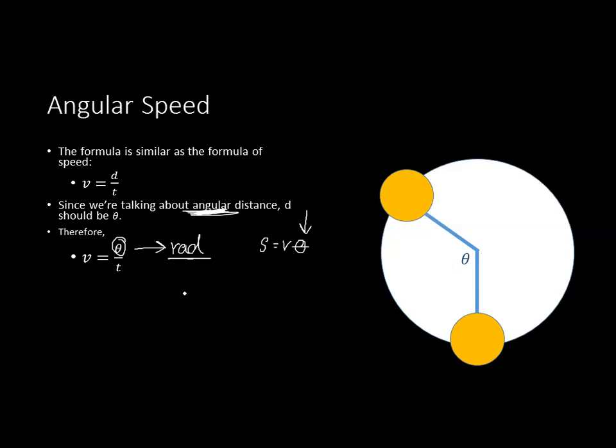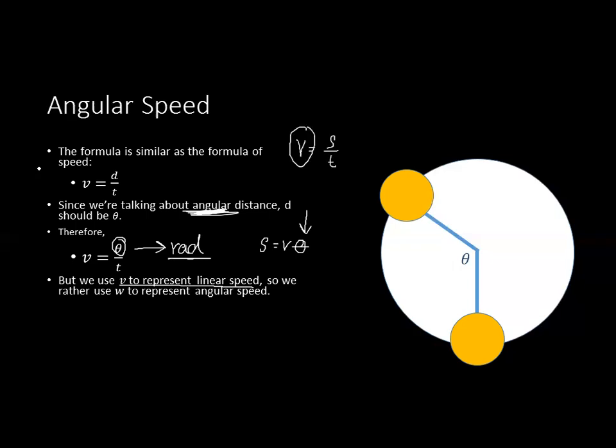Okay, but there's another thing that we're going to change. We use v to represent linear speed, right? Earlier, we have v is equal to s all over t. In fact, v is actually the overall representation of the speed, just like this one. So here, to avoid confusion, we would rather use w to represent angular speed. So therefore, the formula of the angular speed is w is equal to theta all over t.